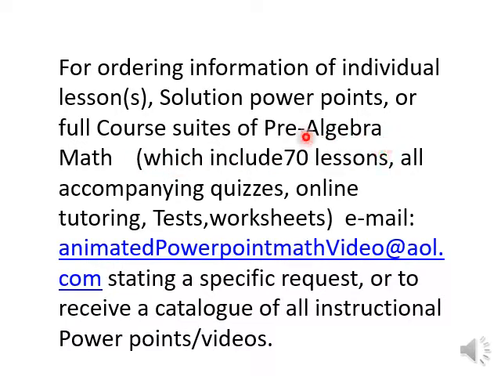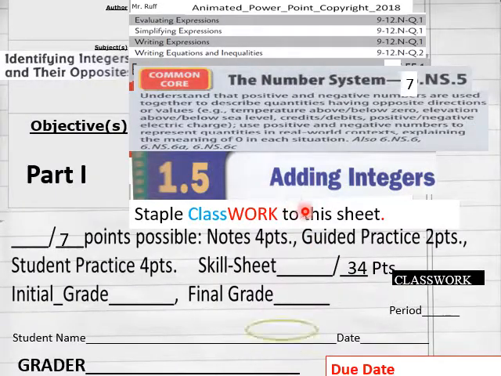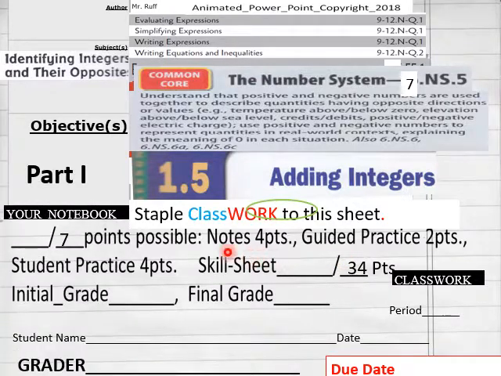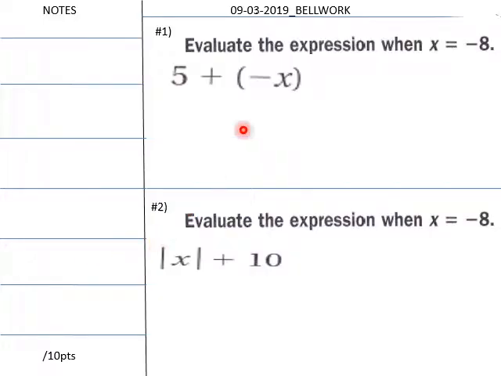Hello everybody, we're getting ready to do lesson 1.5 of pre-algebra math part 1, and we have a class worksheet here of 34 points for this lesson, and then we have 7 points here of notebook taking. Here is the standard, here are the objectives, identifying integers and their opposites, so 7 points there.